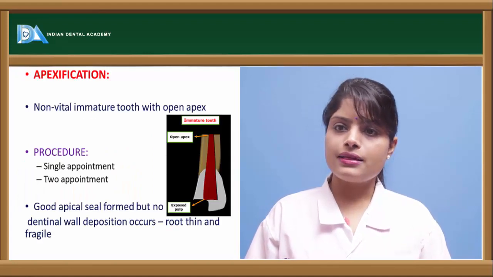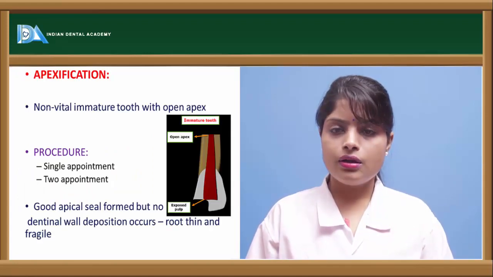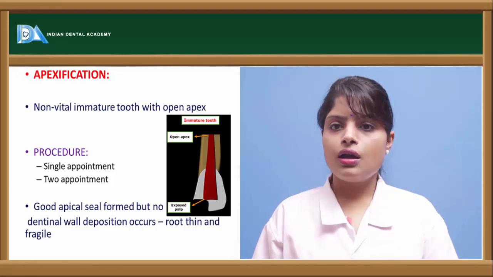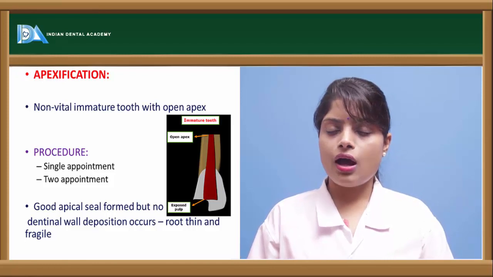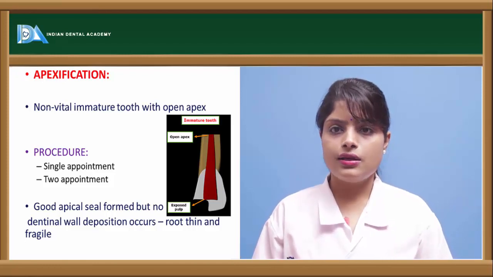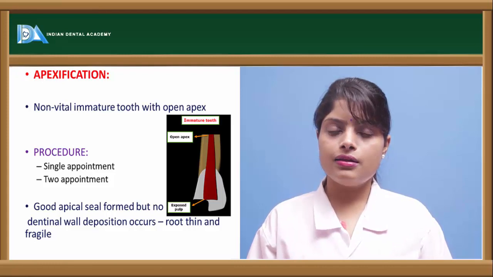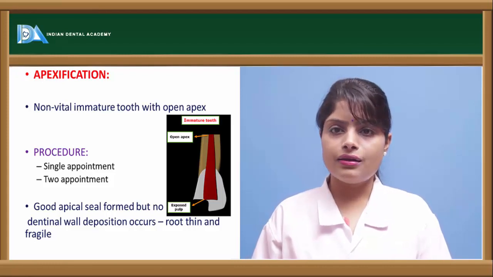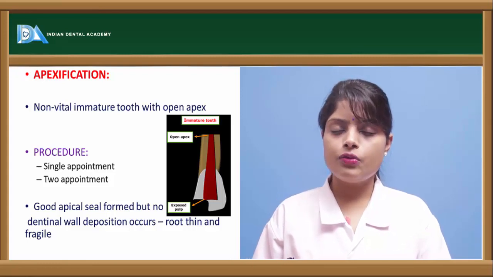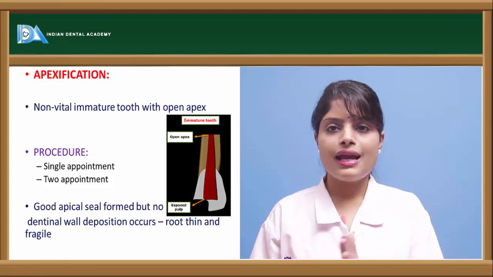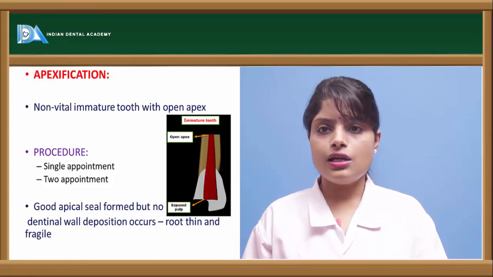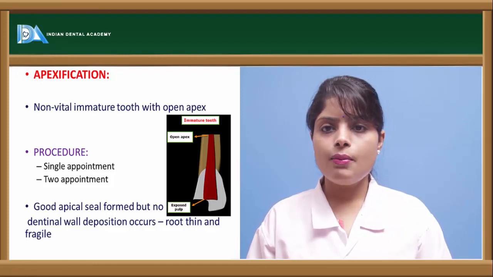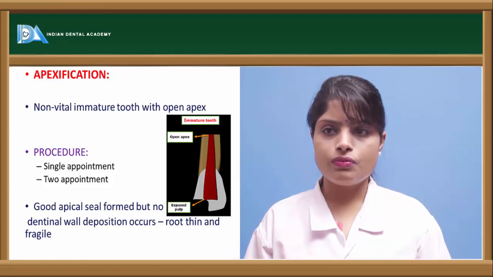Now if the apex is open, then we go for the apexification procedure. Open apices are also known as blunderbuss canals. That is, they are shaped like a blunderbuss, or they can also be parallel. So the dentine will be very thin. The biomechanical procedure in such teeth should be limited. It can be divided into a single appointment or a 2-appointment procedure.